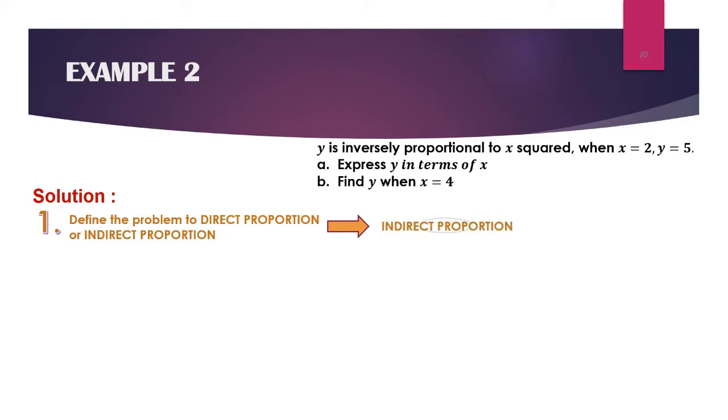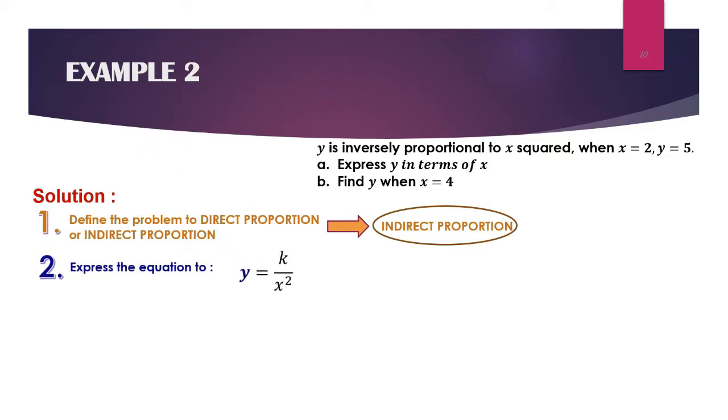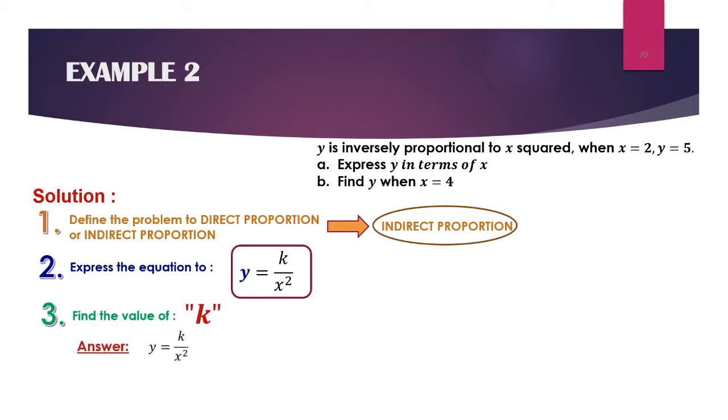Step 2, express the equation. Because it is inversely proportional, y equals k over x squared. Step 3, find the value of k using algebra. When x equals 2, y equals 5, so 5 equals k over 2 squared. Automatically, we get k equals 20. So the value of k is 20.